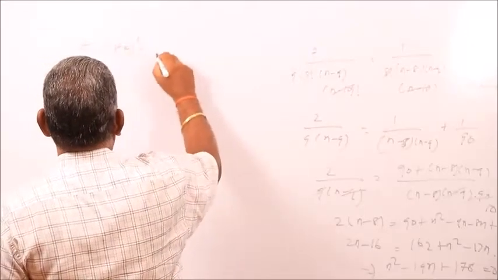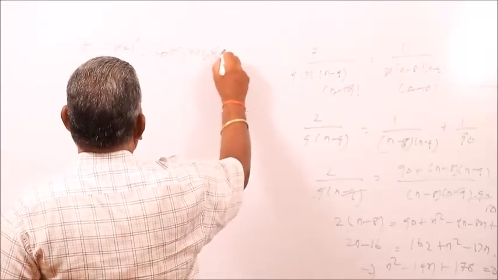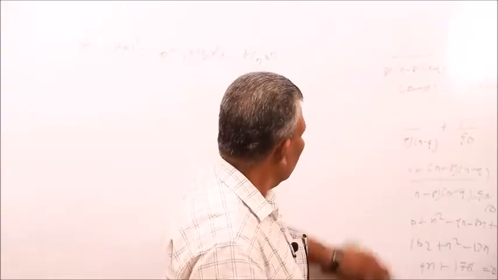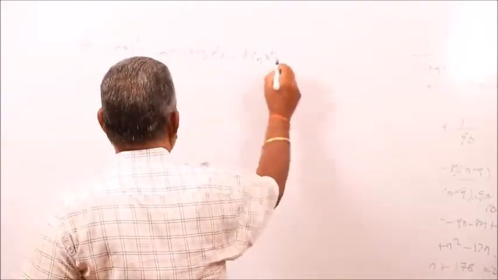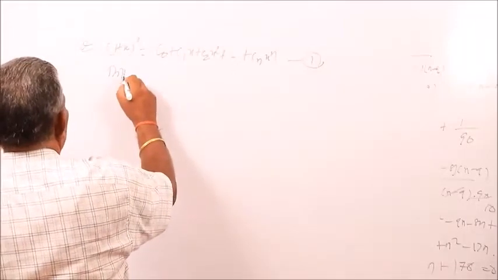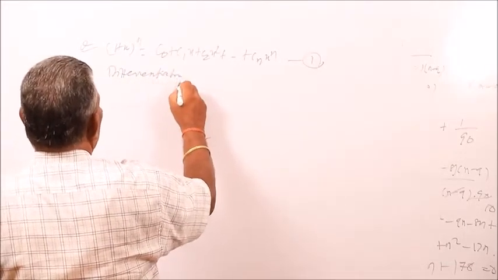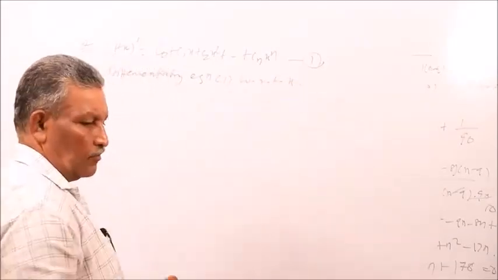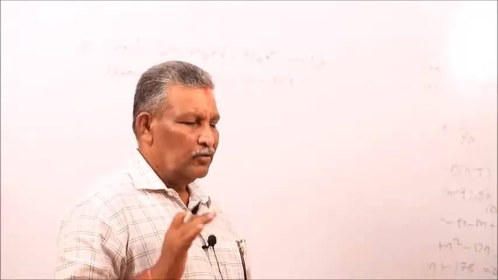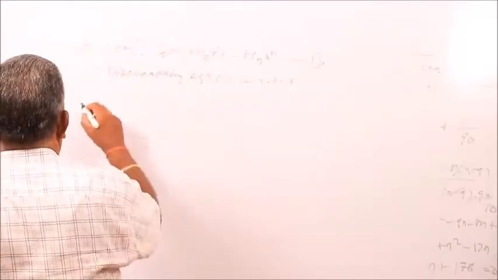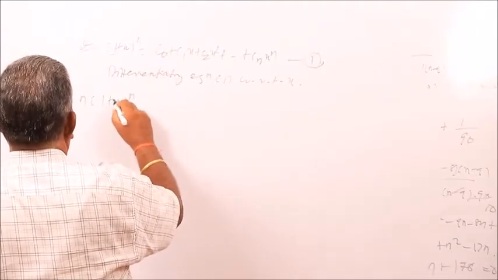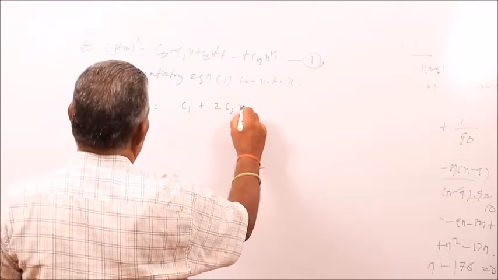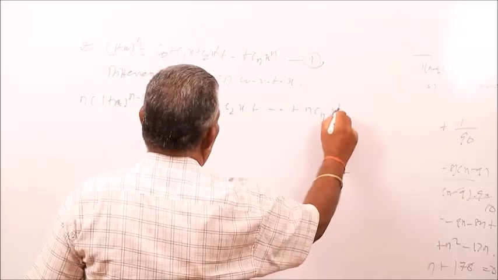One plus x whole to the power n equals to c0 plus c1x plus c2x square up to cn xn. Let it be equation 1. So differentiating means finding the derivative. Differentiating equation 1 with respect to x, I have already told the formula, derivative of x to the power n equals to n into x to the power n minus 1. So your left hand side will be n into 1 plus x whole to the power n minus 1 equals to c1 plus 2c2x up to ncn x to the power n minus 1.